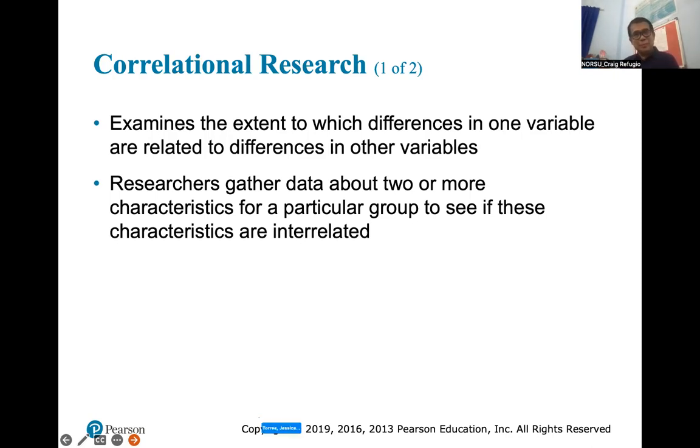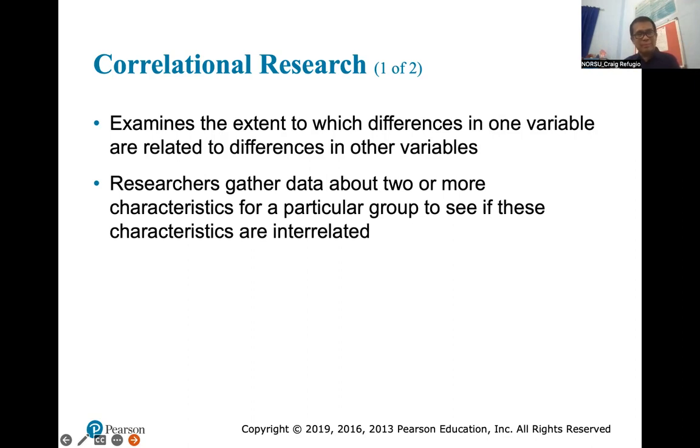And there are also two types of correlation: positive correlation and negative correlation. If the correlation is positive, that means that in the first variable the value is high, and in the second variable the value is also high. There might be a case also that in the first variable the value is low, and in the second variable the value is also low. So if you look at the two variables, both are having high values, or both are having low values, or the values of the two variables are going together. So we call that one a positive correlation.